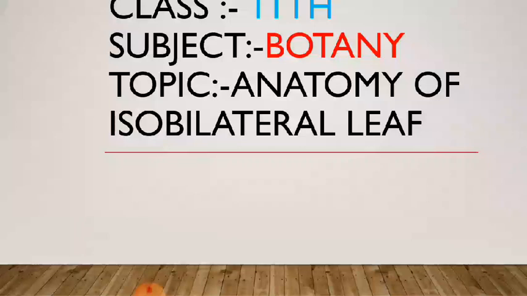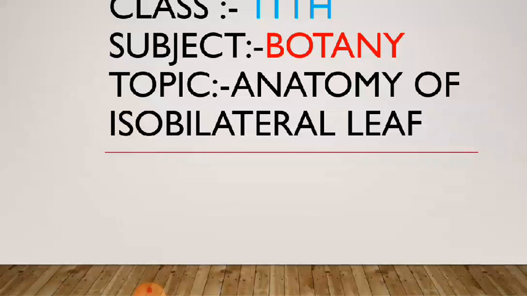It is a Greek word, isobilateral. Iso means equal, bi means two, lateral means side. These two surfaces are equally green because they face the sun equally. The internal structure of this isobilateral leaf does not show much differentiation on upper and lower sides. That means there is no difference or distinction between upper and lower sides.